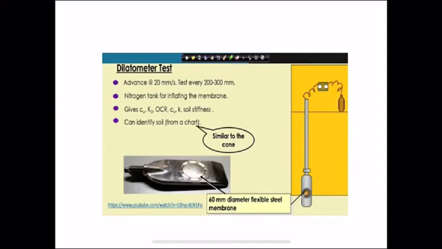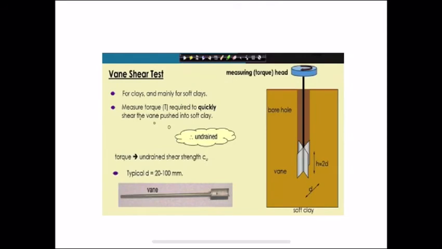Then we also discussed the vane shear test, where in the borehole a torque is applied. This torque is measured, and with the height and diameter of the vane, we determine the undrained cohesion of the soil. It is suitable for soft clay.